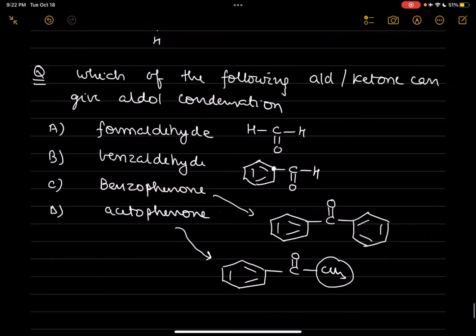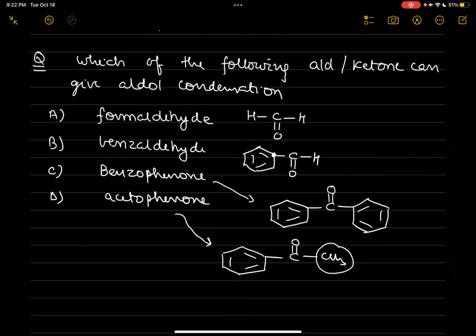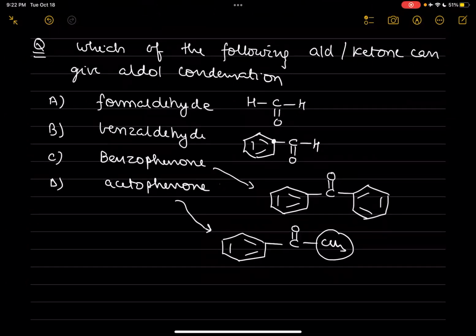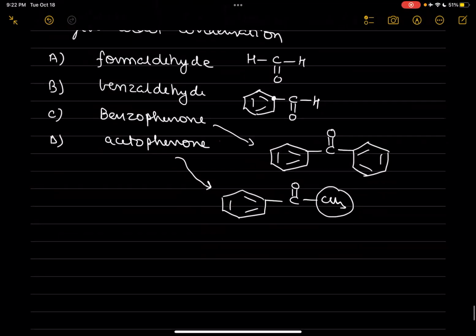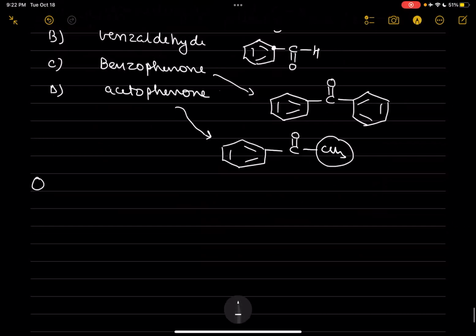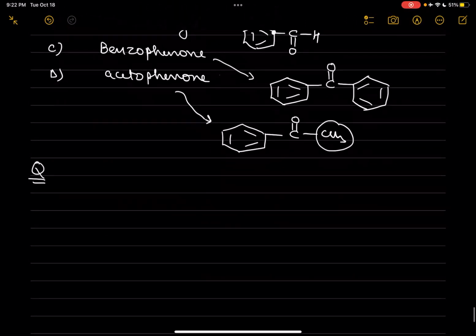So you need to be very careful to decide whether it is going to give aldol or not. Very important questions. If the structure is written, then it is not a problem. But they will not give you the structure, they will give you some common names, because some common names are very common and they expect you to know them. So I hope this is clear.